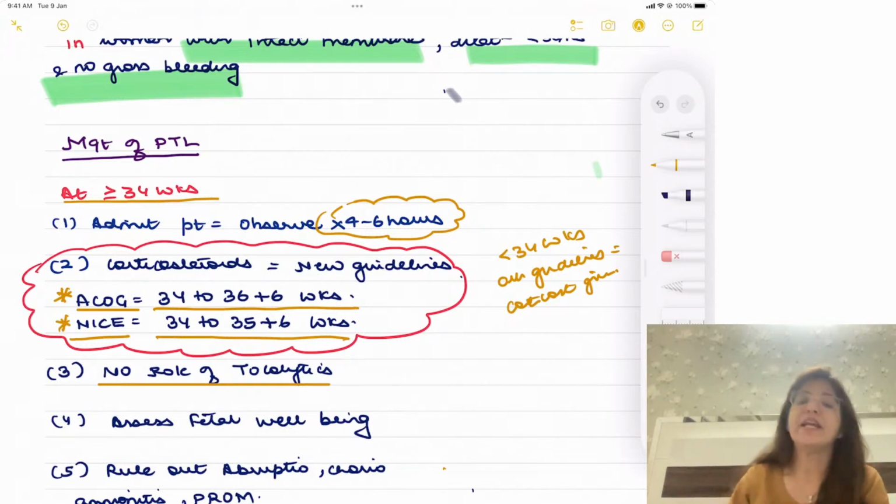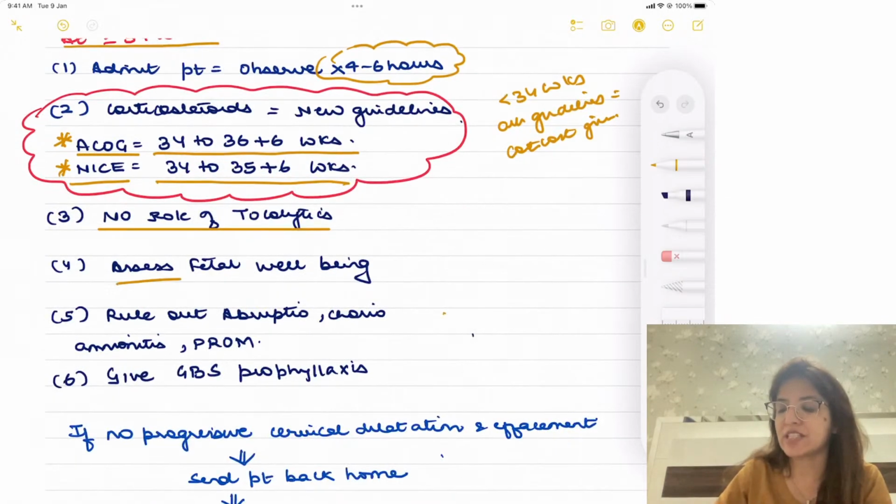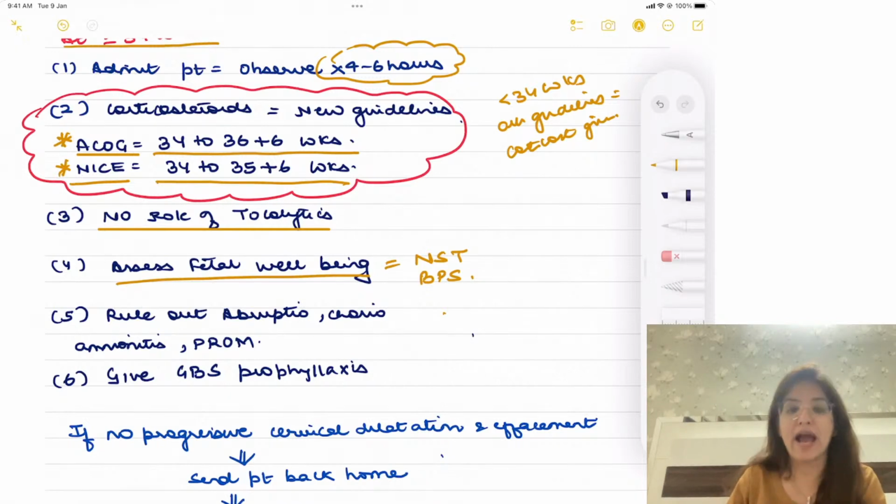tocolytics. Right? So you are going to admit the patient, observe the patient for 4 to 6 hours, give her corticosteroids, you are not going to give tocolytics, and you are going to assess fetal well-being. How are you going to assess fetal well-being? By doing an NST and a biophysical score, and you are going to rule out abruptio.